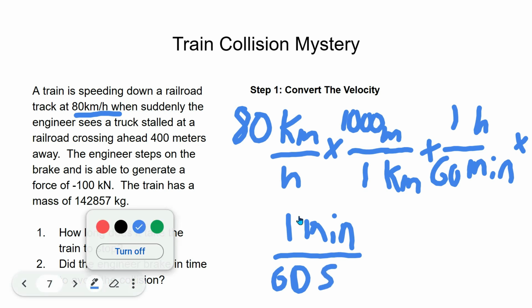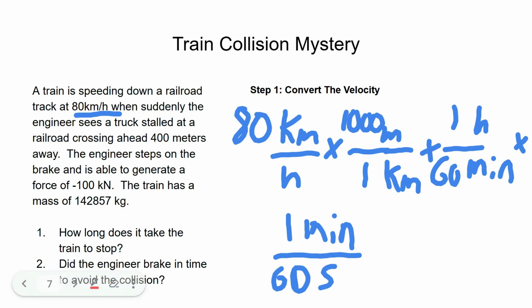Now let's go ahead and check that all our units canceled out. Kilometers on the top, kilometers on the bottom. Okay, that looks good. Hours on the top, hours on the bottom. That canceled out. And then a little bit tough to see here, but you can kind of make it out. Minutes on the top, minutes on the bottom. So when we multiply all our numerators together, we're going to get 80,000.